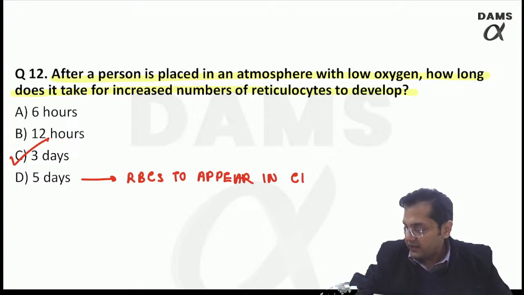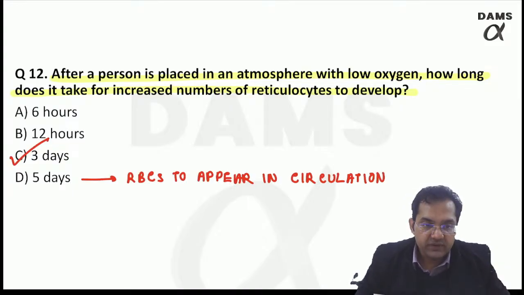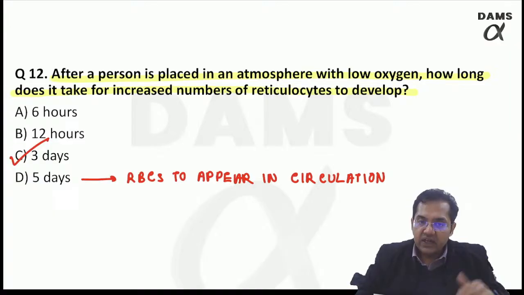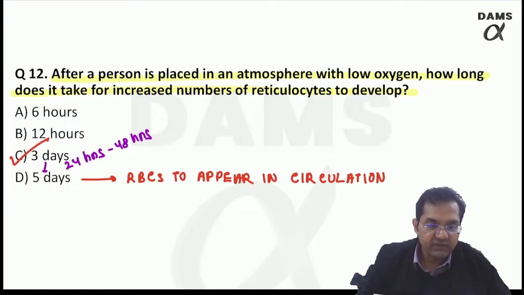So I can ask you another question: after exposure to hypoxia or an atmosphere with low oxygen, within how many days do the new RBCs appear in circulation? The answer will be 5 days. But within how many days do reticulocytes develop? 3 days. The reason is that it takes around 24 to 48 hours for reticulocytes to become RBCs. That is the reason we say it takes 5 days.